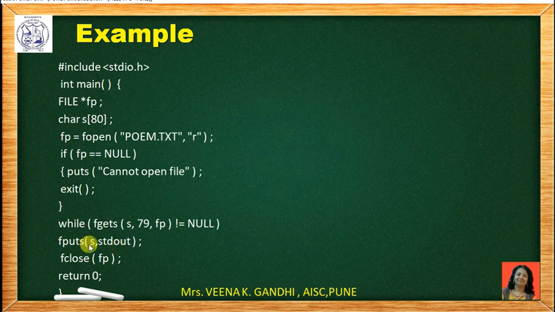So fputs(s, stdout). Instead of putting it in another file, we are printing on stdout, this screen. This loop will continue until the end of the file is reached. When end of file is reached, this loop will terminate and the pointer will come here. So fclose(fp), close the file and return 0. Like this we can use the fgets and fputs functions.